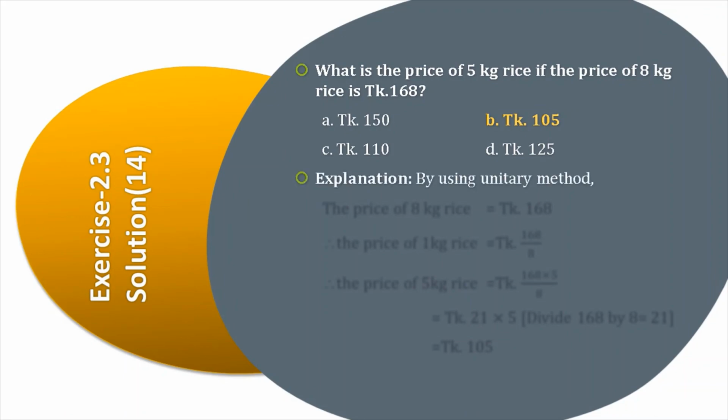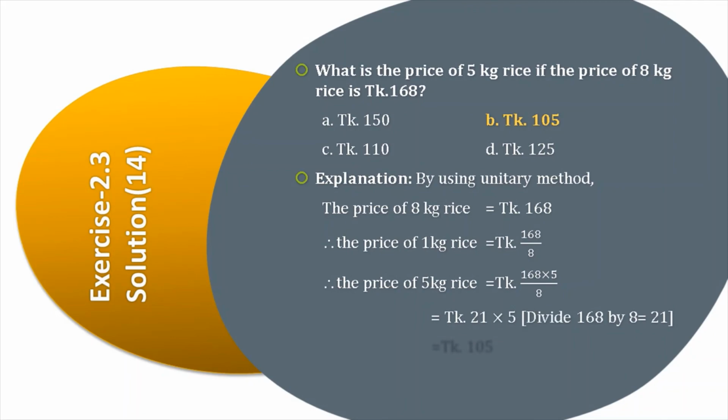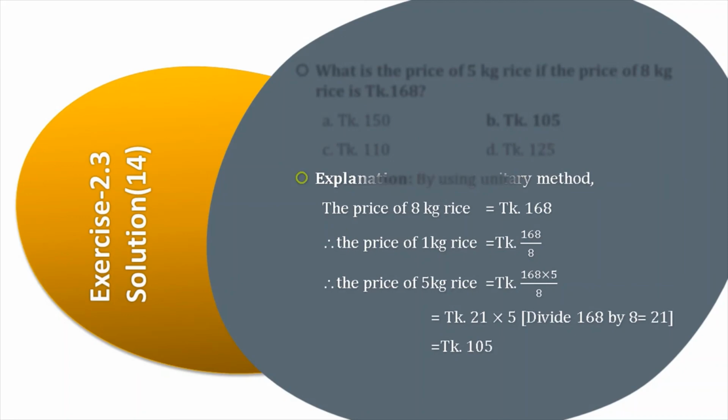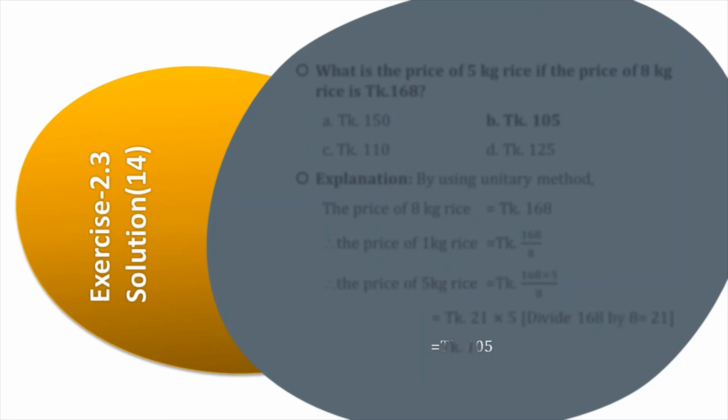By using the unitary method, the price of 8 kg rice equals taka 168. So the price of 1 kg rice would be less, so we will divide 168 by 8. The price of 5 kg rice equals taka 168 multiplied by 5, divided by 8. If we reduce, dividing 168 by 8, we get 21. And if we multiply 21 by 5, we get taka 105. That is our desired answer. So my dear students, question number 14, the solution is 105, and this is our explanation. 105 is our desired answer.